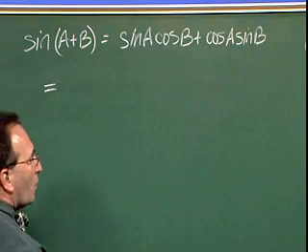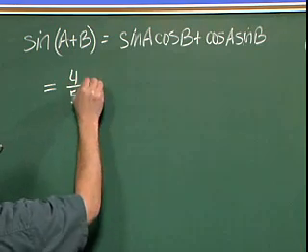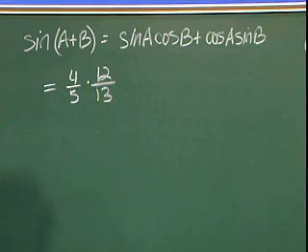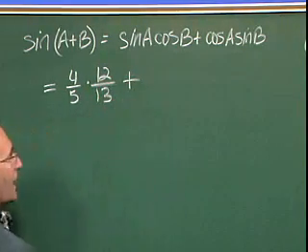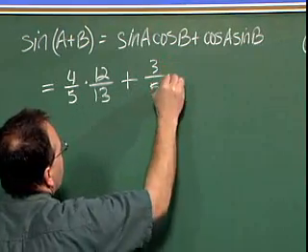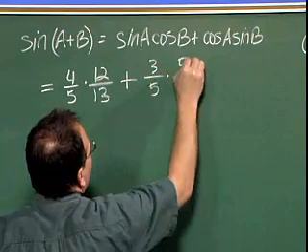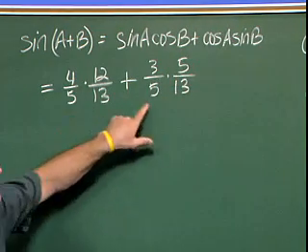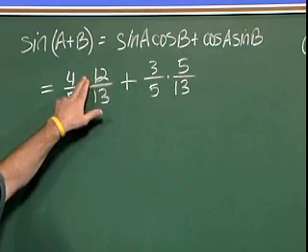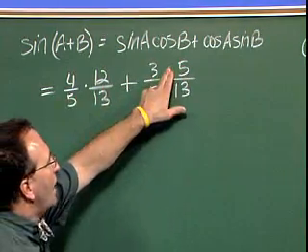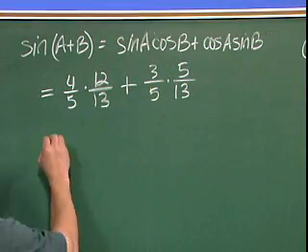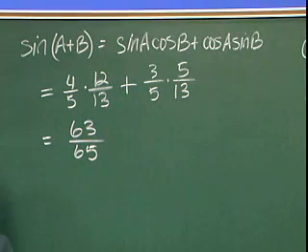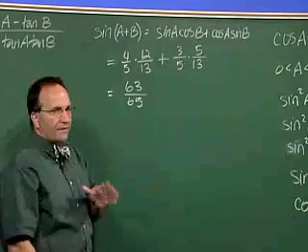The sine of A we calculated as 4/5. The cosine of B we calculated as 12/13. Plus, the cosine of A was given to us, 3/5, times the sine of B, which was also given to us as 5/13. Both of the denominators will turn out to be 65. So on the top here we have 48. On the top here we have 15. So 48 and 15 gives me 63/65. And that's the sine of A plus B.